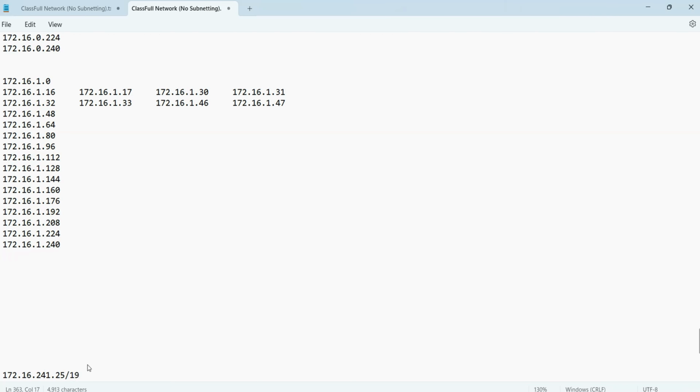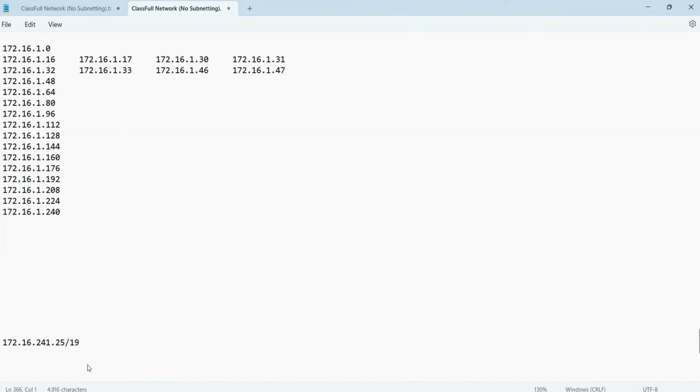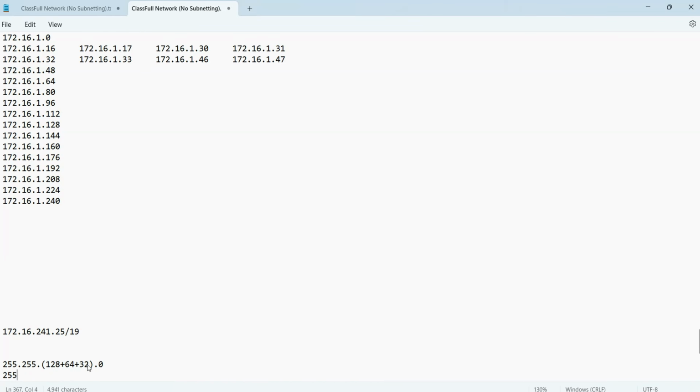at the beginning, let's say slash 19, right? How do I reverse engineer this? Well, if it's a slash 19, I know that 255 is 8 bits, 255 is 16 bits. I need three more bits, which is 128, watch this, plus 64 plus 32, dot zero. So it's 255.255, and 128 plus 64 is 192 plus 32 is 224, dot zero.